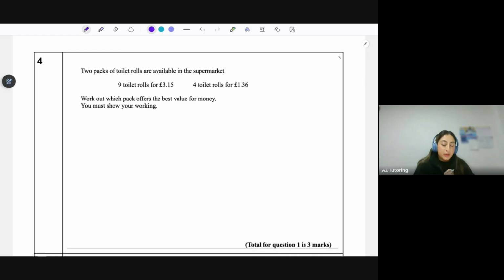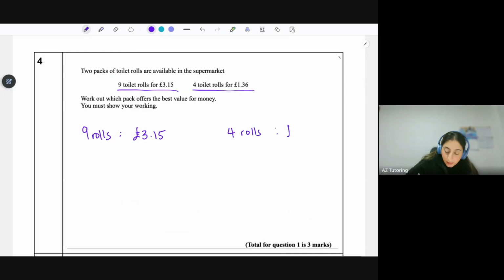The question says 2 packs of toilet rolls are available in the market. You've got 9 rolls which cost £3.15, and you have 4 rolls which cost £1.36. Work out which pack offers the better value for money. So you want to work out which one am I going to spend on, so I use my money more wisely. So you've got 9 rolls for £3.15, or 4 rolls for £1.36. What I'm going to do is find out how much I'm going to be spending for each offer for 1 roll. To find out what the offer is costing me for 1 roll, I can see which one is giving me better value for money.